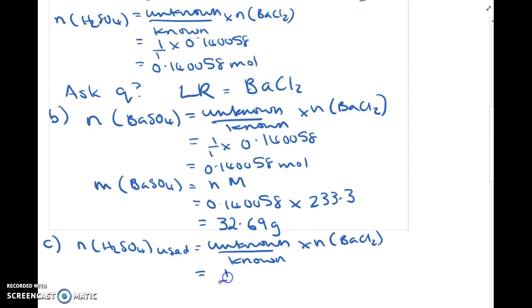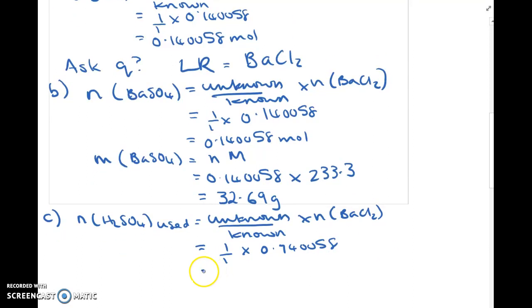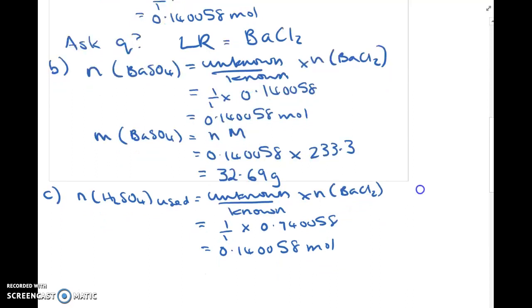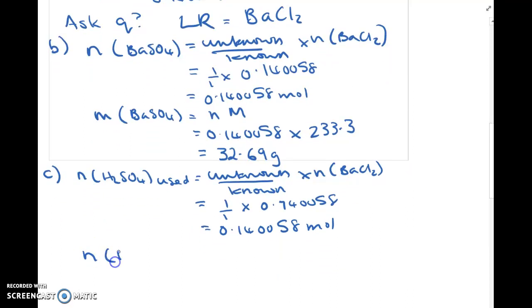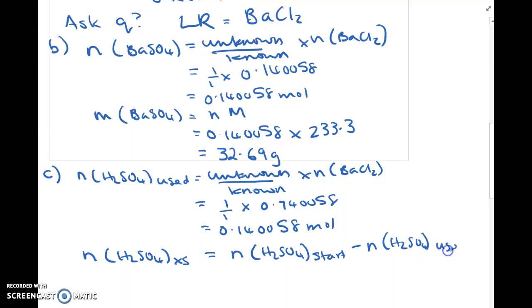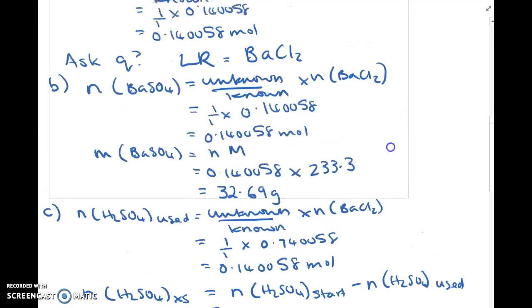So going back to our ratio, 1 over 1 times 0.140058. So the answer is 0.140058 moles. So how do we do this? So we go, the number of moles of sulfuric acid in excess will equal the number of moles of sulfuric acid at the start minus the number of moles of sulfuric acid used.